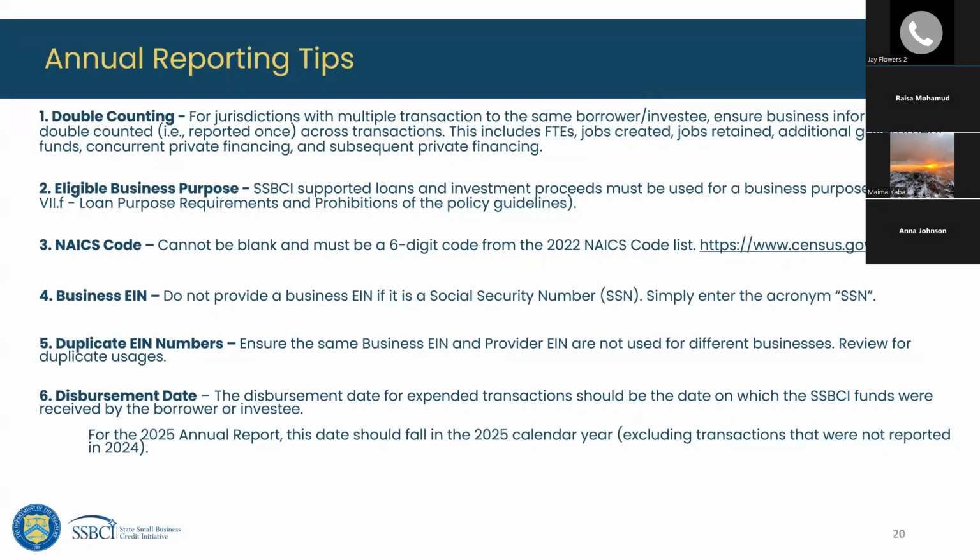Okay, so the first one is double counting. For jurisdictions with multiple transactions to the same borrower or investee, just ensure that the information is not double counted. Double counted means you should only report for that business once across these transactions. This includes full FTEs, jobs created, jobs retained, additional government funds, concurrent private financing, and subsequent private financing. So if you have a business that is receiving multiple SSBCI transactions, make sure you are only reporting for those data elements just the one time. And for FTEs in particular, it would be the delta, which I think is a later tip.